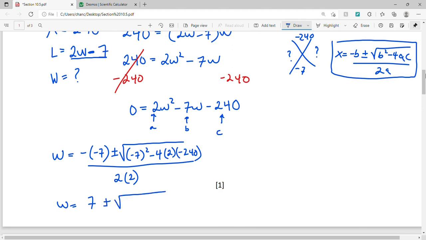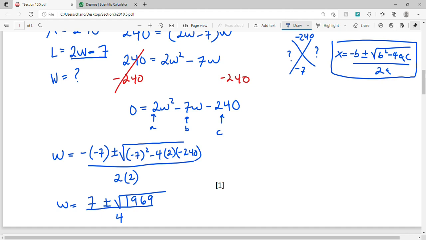Now we could simplify the inside. Negative 7 squared, that's positive 49, minus 4 times 2 times negative 240. Using a calculator, you can get 1969 from that calculation. And then we'll divide that by 4.